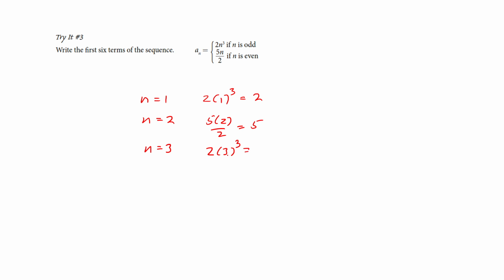What is that? 54, right? I believe so. Yeah, and in that way we keep going. So the next will be an even, so we'll move to the bottom rule, then we'll go to an odd, we'll go back to the top, and here's our sequence.